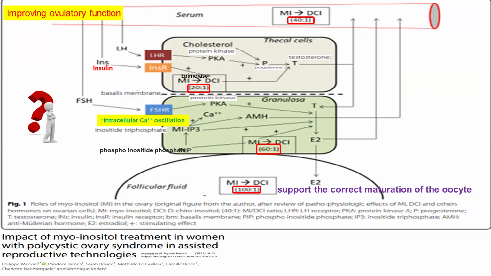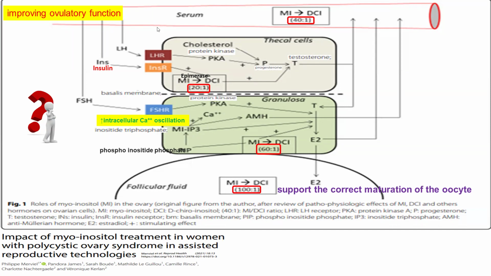The message is that in the follicle, here is the mature oocyte, the high concentration of myo-inositol is important to complete development and maturation of the oocyte, because the percentage is 100. And also myo is important for the functions of the ovary and the female by a high ratio, 40 to 1.